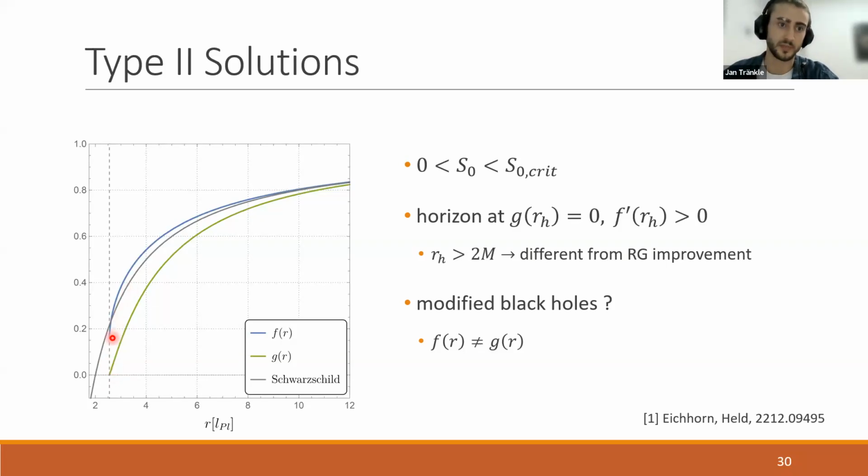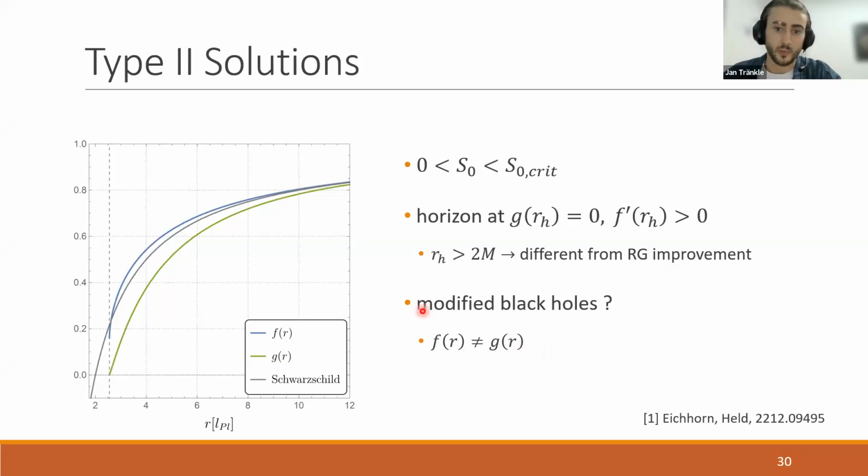But in order to differentiate the type 2 from the type 3 solutions, we can look at the sign of the first derivative of f here, and you see that it is growing. Now, if we can interpret this really as a horizon, then you see that this is larger than 2. So if this is a horizon, it's further out than in the classical case. And this is actually different from what's found in RG improvement, where typically the solutions are more compact and the horizon is smaller than the classical case. And here I'm again referring just to the review where this is discussed.